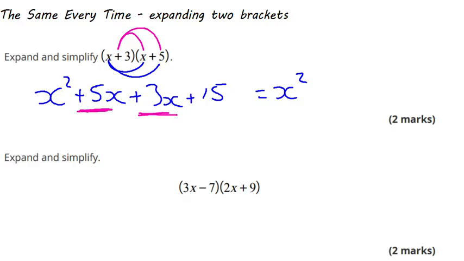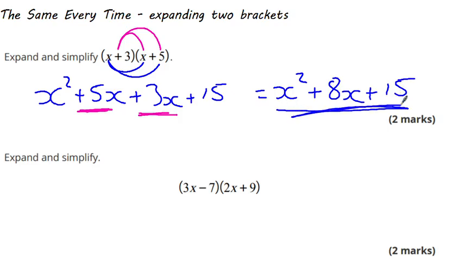So think about your number line, start with a plus 5, add a 3, that's going to take us to plus 8, positive 8, so positive 8x, and the number on its own is a positive 15. That's the end of that answer, the same every time, apart from the numbers. Give yourself 2 marks for that.